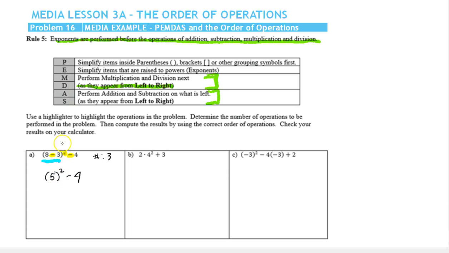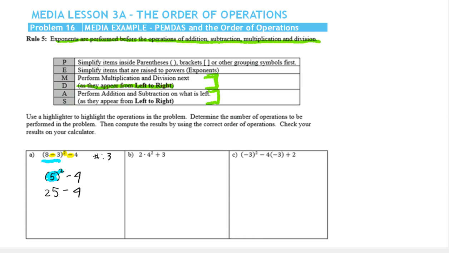Next, do we have any exponents? Yes, we do. So we're going to do this exponent next, which is actually acting on the number 5. So we have 5 squared, which means 5 times 5, which is 25.